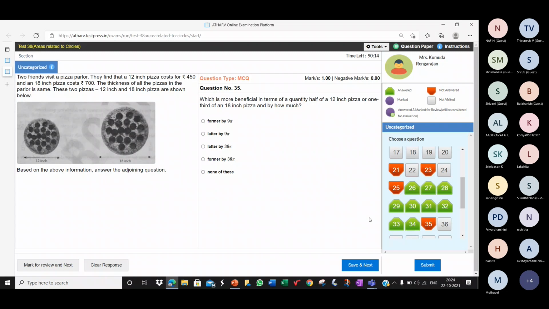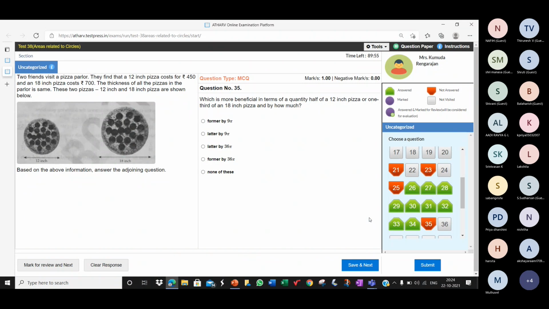We need to use the formula pi r square. Use the radius of 6 and 9, half of the diameter. And then because it's half, divide the area by 2. Because it's 1/3, divide the area by 3. So we get 18 pi and 27 pi.